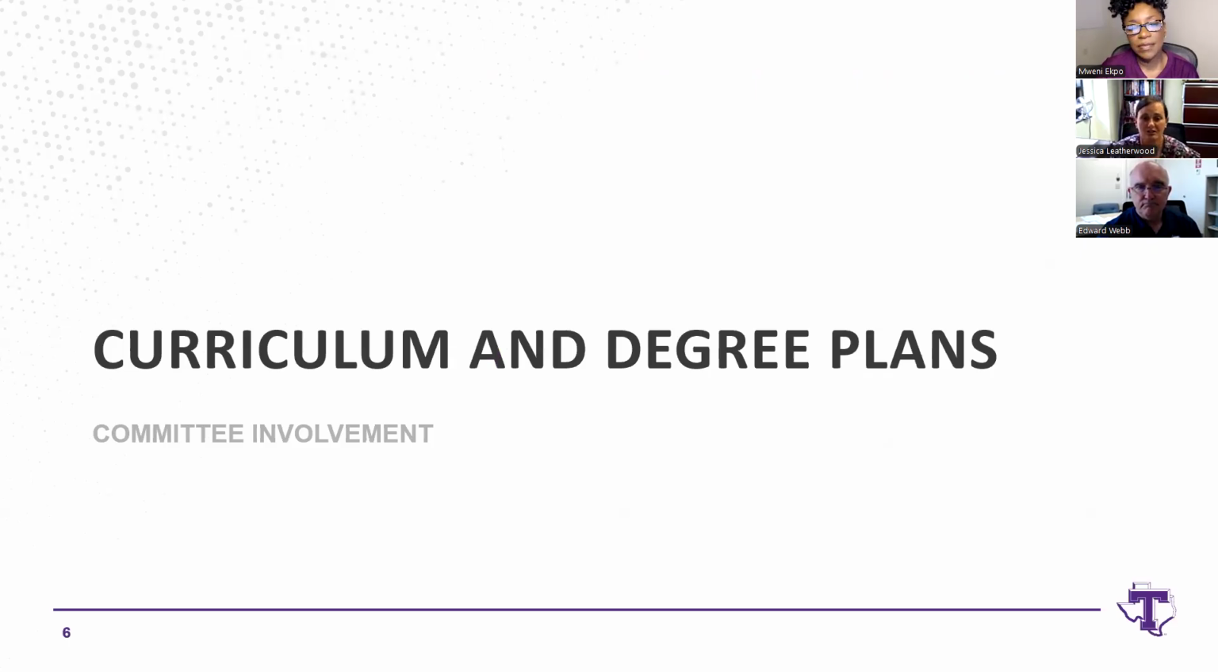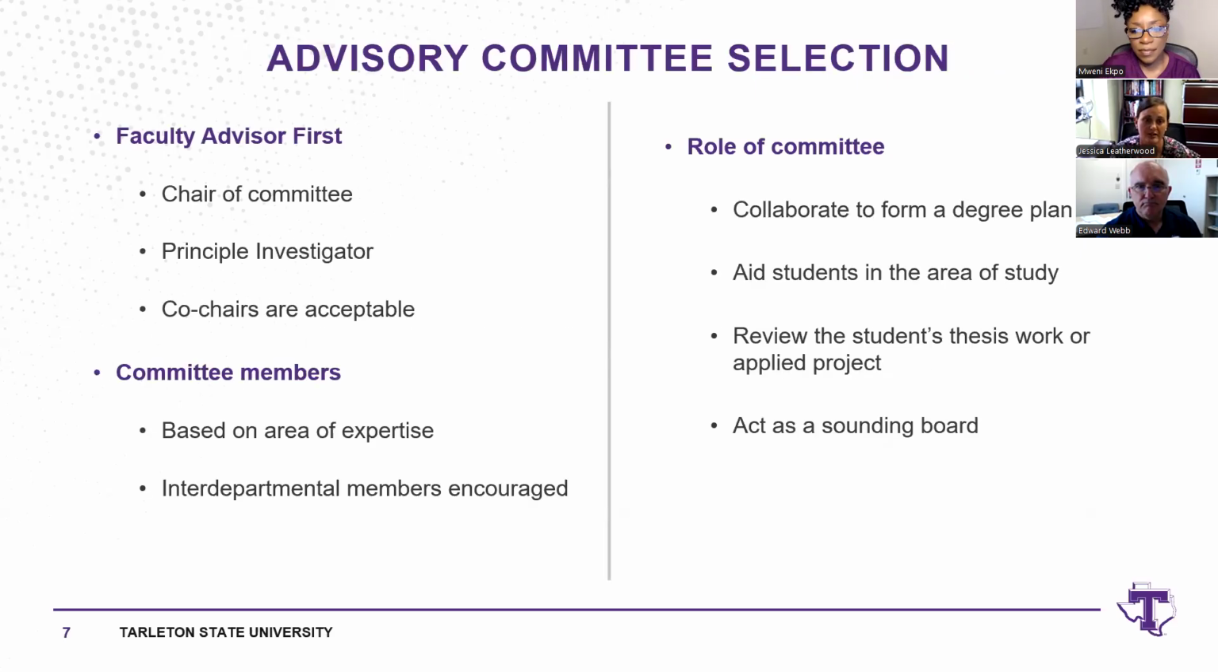All right, so we'll talk a little bit about the overall curriculum for the degree program. The first thing that we have to look at is identifying a faculty advisor. That's critical as part of being a part of this program, particularly if you're interested in taking on the thesis route. Your faculty advisor will first serve as the chair of your committee. You may also see them designated as the principal investigator of a research project that might be ongoing.